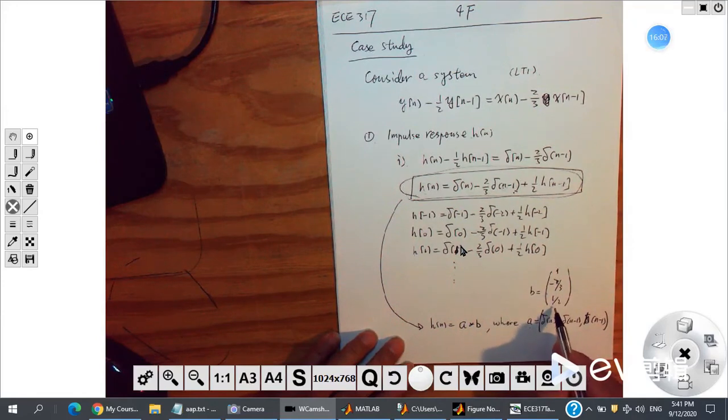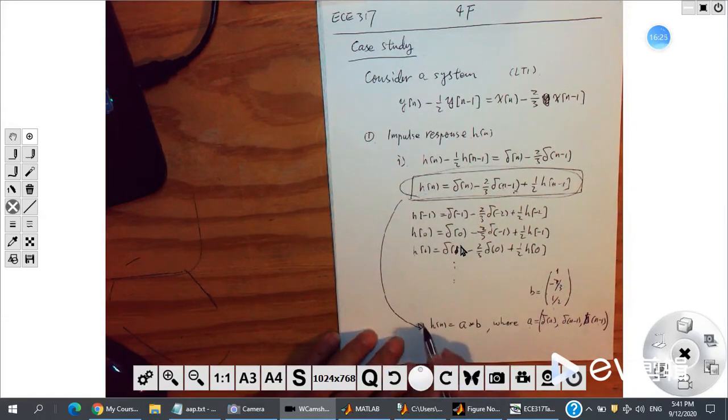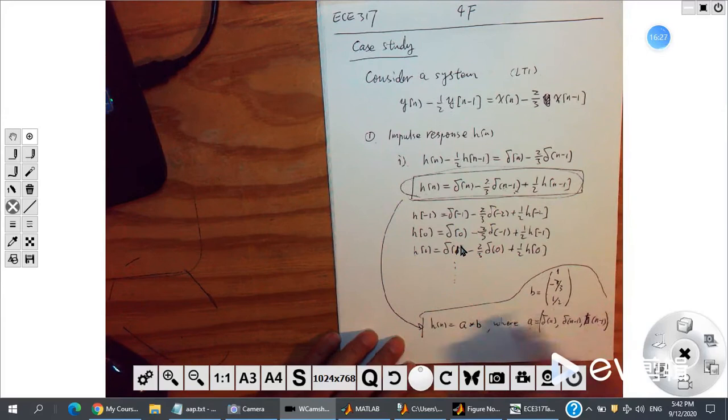Remember, this is in linear algebra. A row vector times a column vector. The result will be element times element, element times element, then do a summation. So element times element, do summation, and you get h. So in MATLAB you can write it in this way.